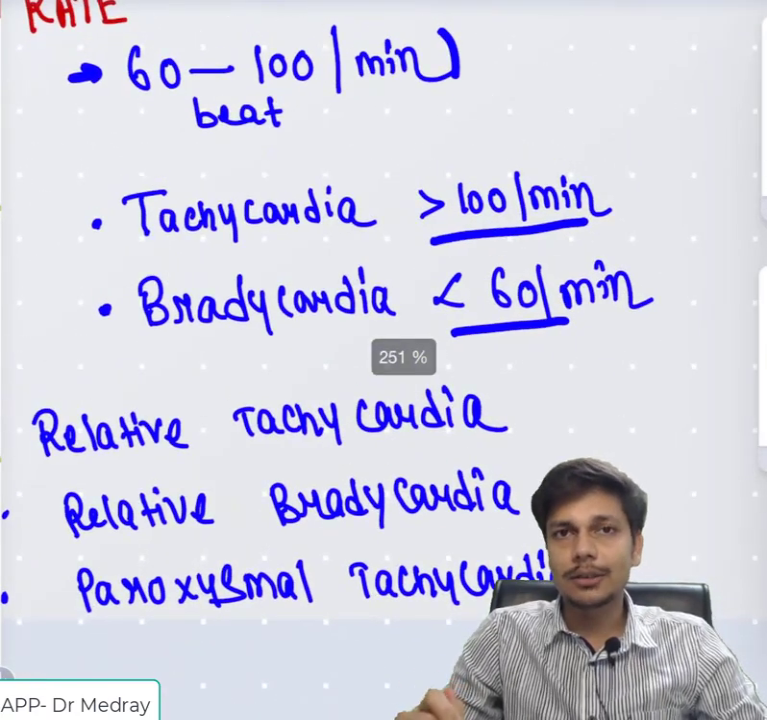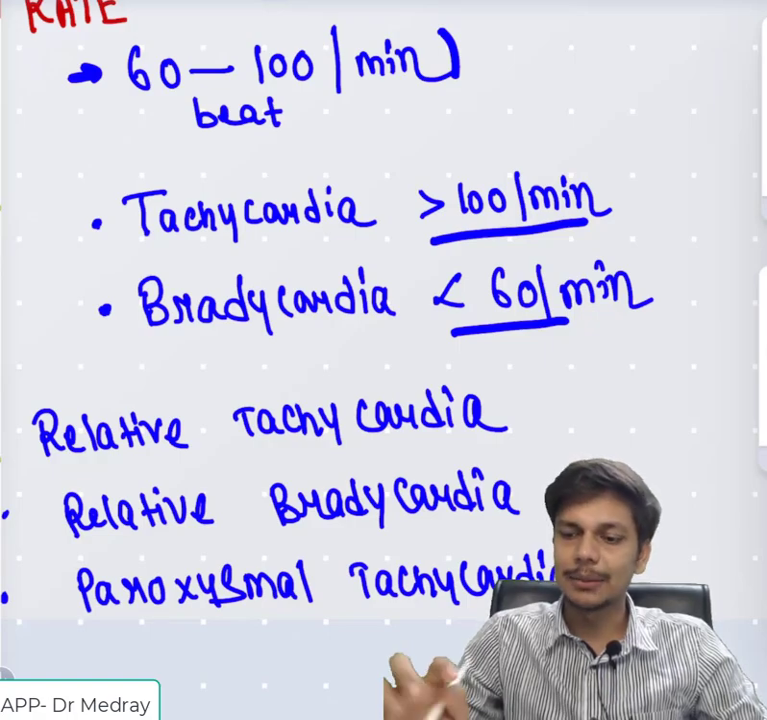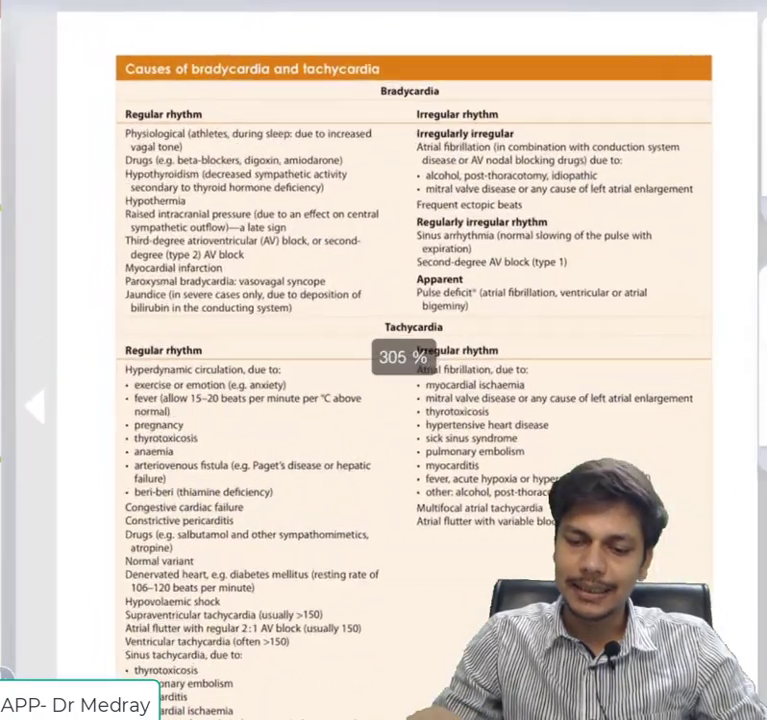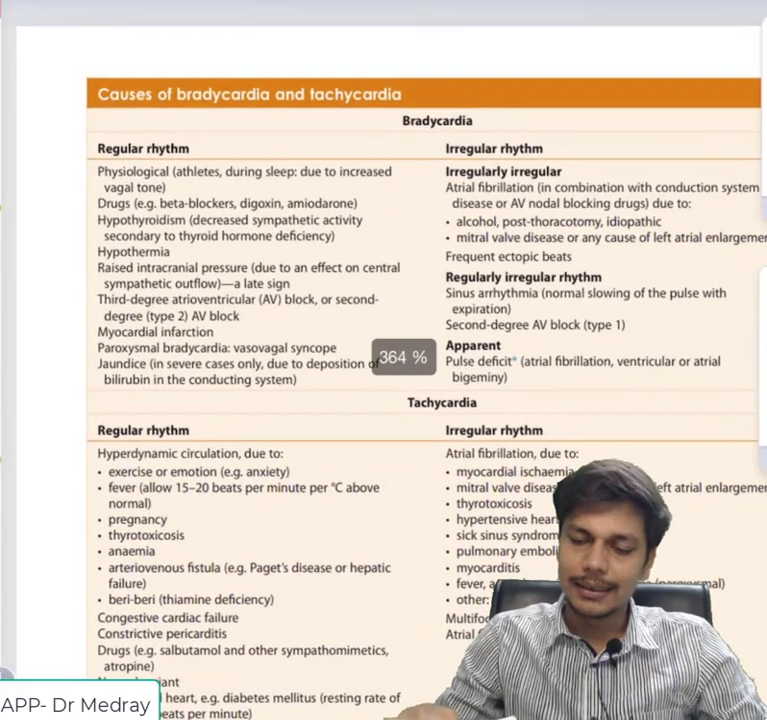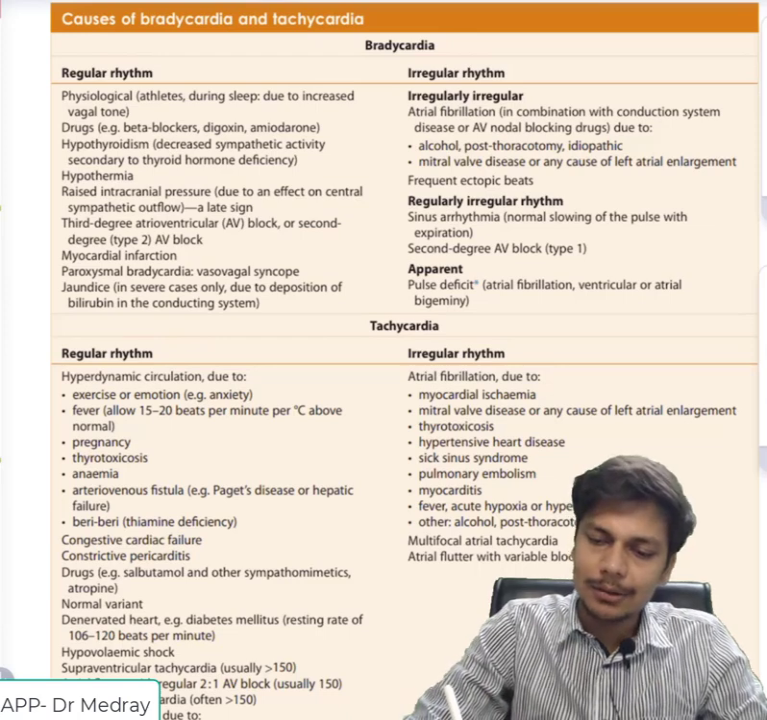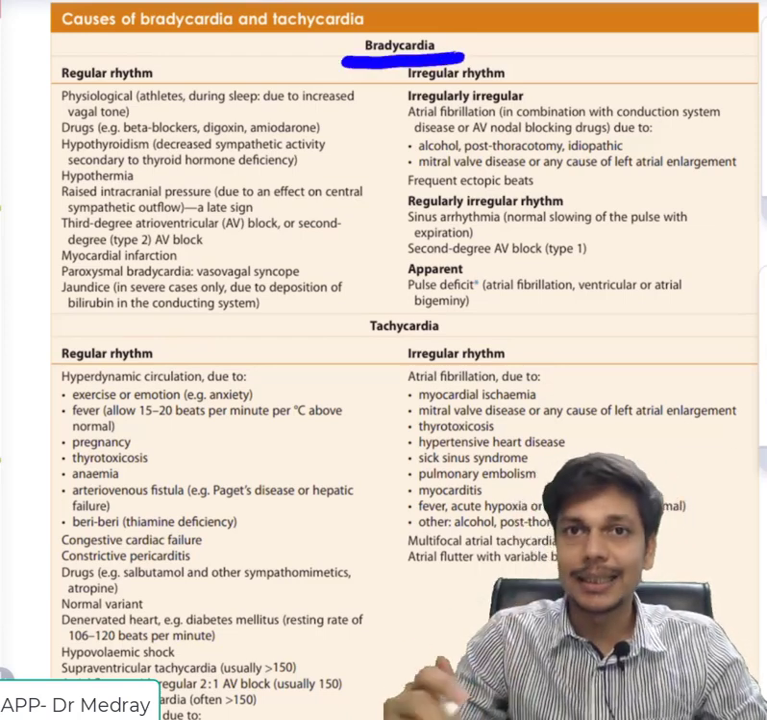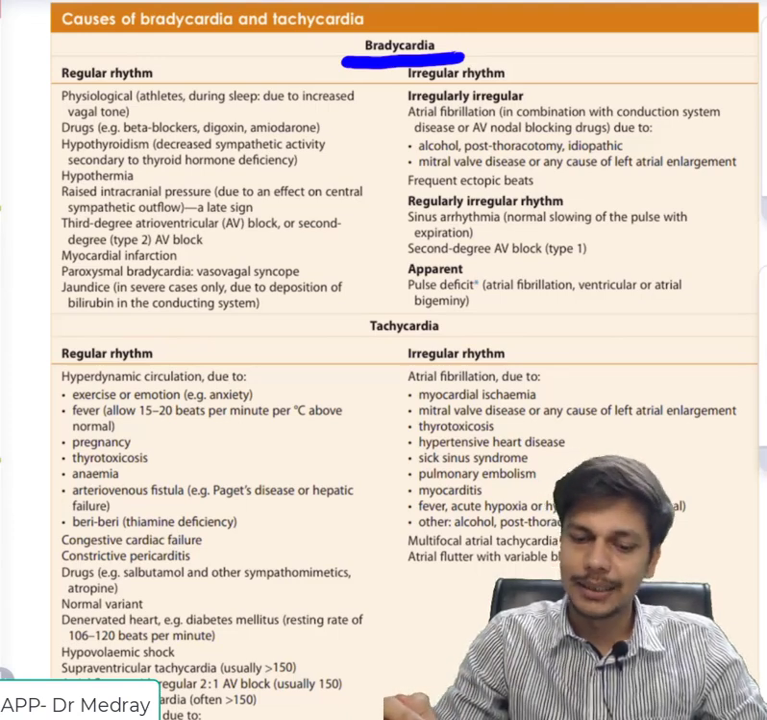So there are different causes of tachycardia and bradycardia, a vast list of causes. If you want to see here, you can see that these are the many causes of tachycardia and bradycardia. What can cause bradycardia, or the heart beating at less than 60 beats per minute?